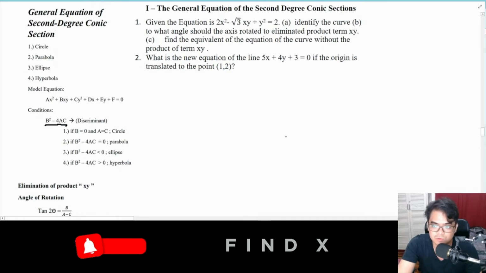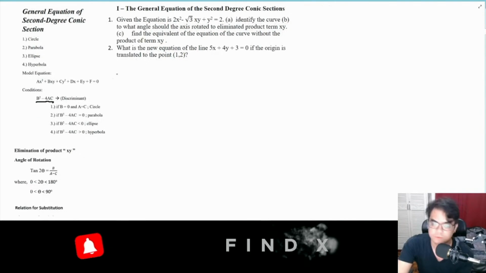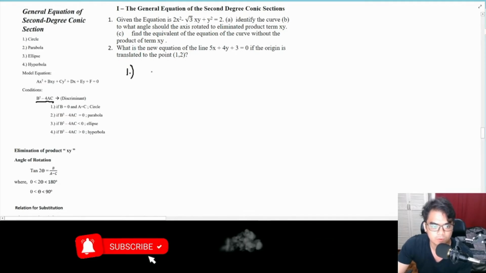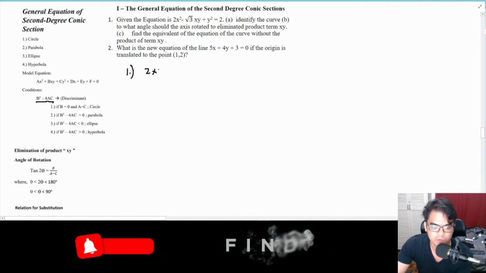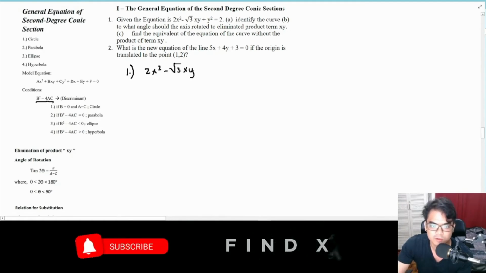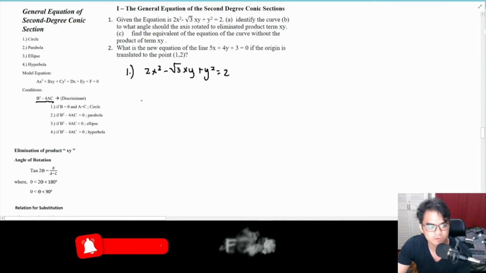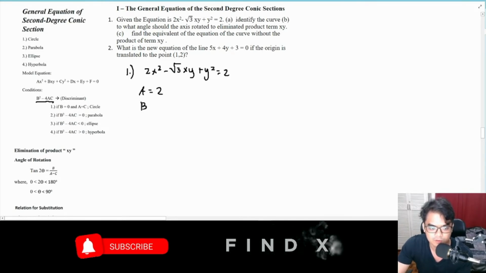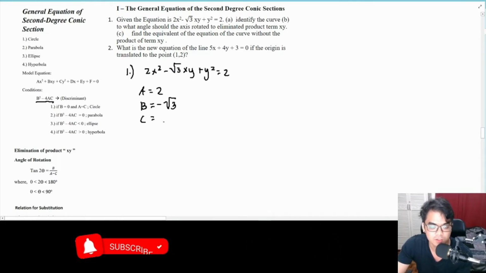So let's try some problems. So for number 1, we will have, given the equation of 2x squared minus square root of 3 xy plus y squared equal to 2. So by comparison, as you can see, your a will be equal to 2, b is equal to negative square root of 3, and your c will be 1.